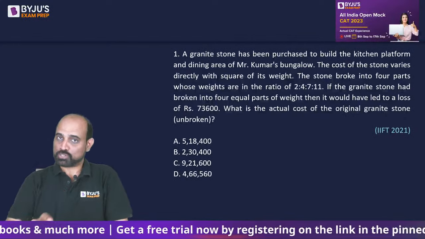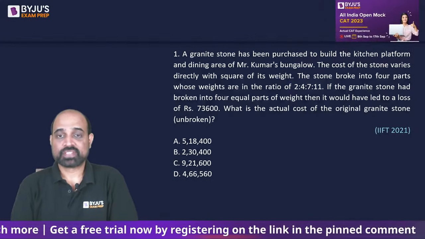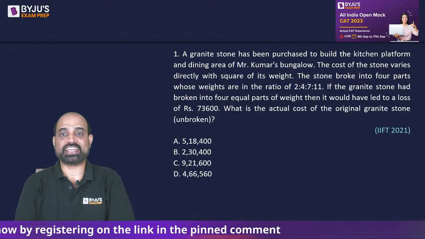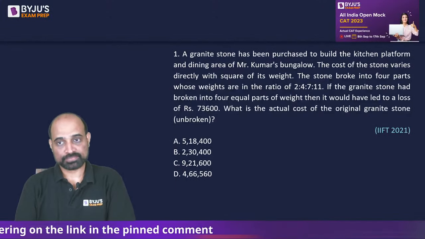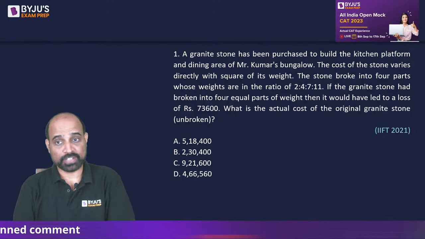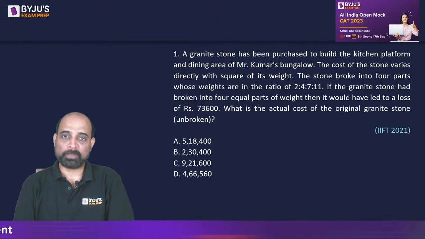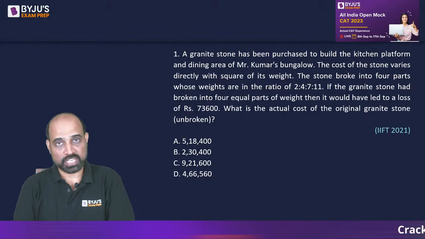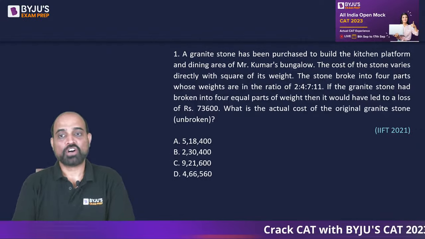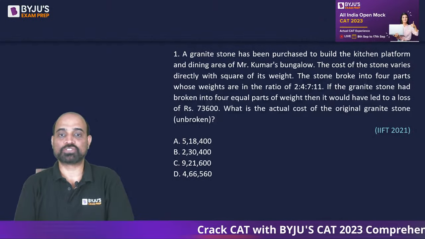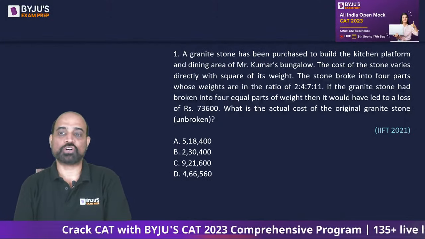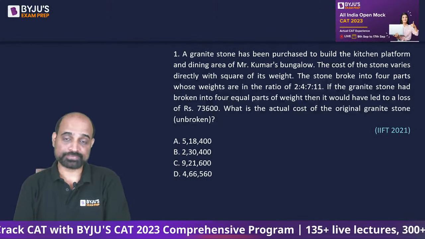So the first question, now this is an IFT question. A granite stone has been purchased to build the kitchen platform and dining area of Mr. Kumar's bungalow. The cost of the stone varies directly with the square of its weight. The stone broke into 4 parts whose weights are in the ratio 2, 4, 7 and 11. If the granite stone had broken into 4 equal parts of weight, then it would have led to a loss of rupees 73,600. What is the actual cost of the original granite stone unbroken?